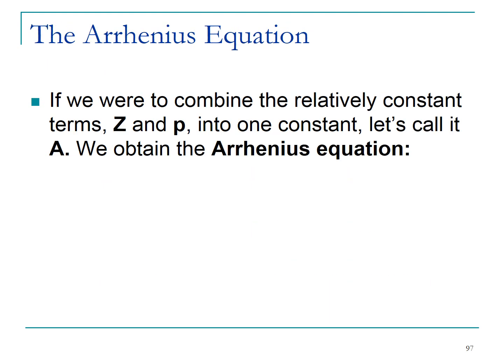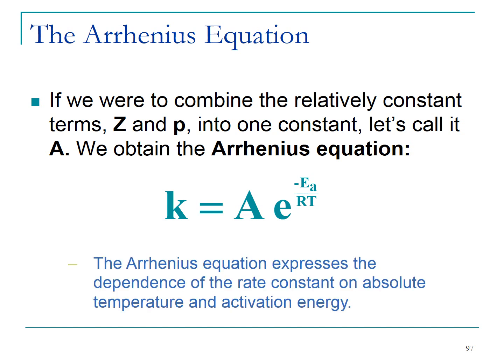So if we combine these terms, we can make what's called the Arrhenius equation. It says that K, the rate constant, is equal to A, which is another constant, times e raised to the negative Ea, activation energy, over RT. So this is called the Arrhenius equation, and it shows the dependence of the rate constant on the temperature and the activation energy. So you can actually do some calculations.